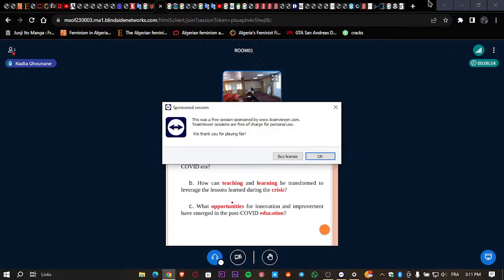Research questions are presented on screen. What are the key challenges faced by educators in the post-COVID era? How can teaching and learning be transformed to leverage the lessons learned during the crisis? And what opportunities for innovation and improvement have emerged in post-COVID education?